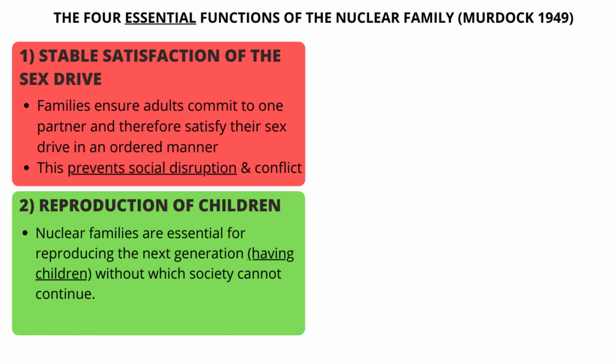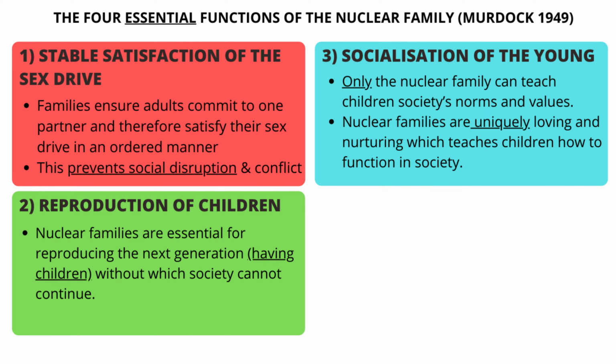The second function is reproduction of children. This is very straightforward. Families have children and that's essential for human societies to continue. The third function is socialisation of the young. Only the family has the time and the patience and the love and the care to teach the norms and values to children, and that's an essential part of children learning how to fit into society, learning the value consensus.